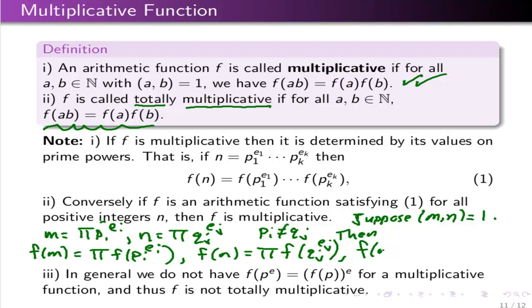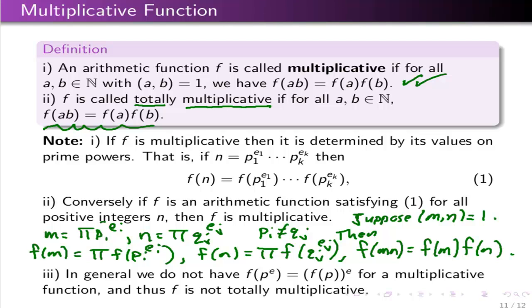And f of mn is what? Well, mn, its prime power factorization is the product of the pi to the ei's times the product of the qj to the ej's. Remember, these are all distinct primes. And so it would just be this product first times this product second. So you get it, that f is multiplicative.